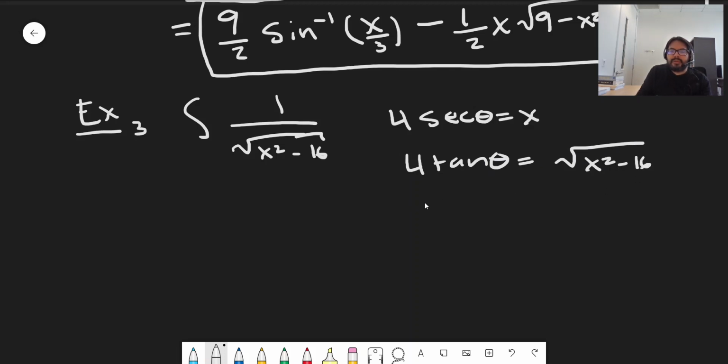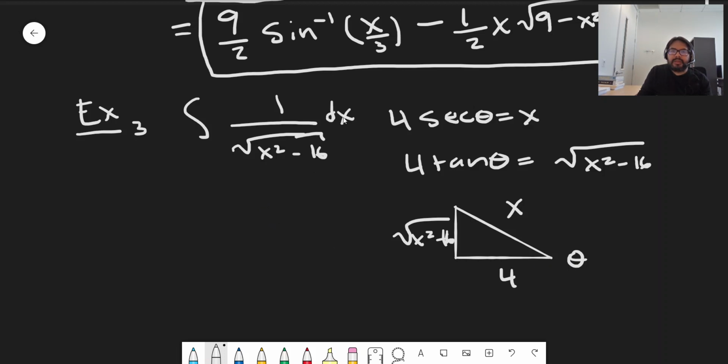So in either case, I already know that 4 tangent is equal to the square root of x squared minus 16. Now, if you want, you actually could use a triangle, which would tell you that the hypotenuse is x, the adjacent is 4, and then using the Pythagorean theorem, the square root of x squared minus 16 will be the opposite side. This would be your theta. Now let's put a dx right there. If you differentiate this function, the dx is equal to 4 secant theta tangent theta.